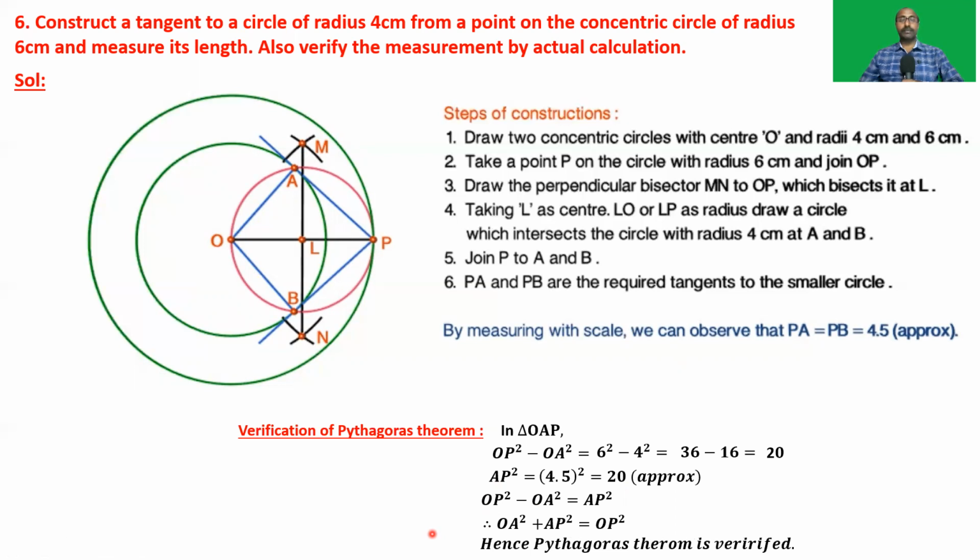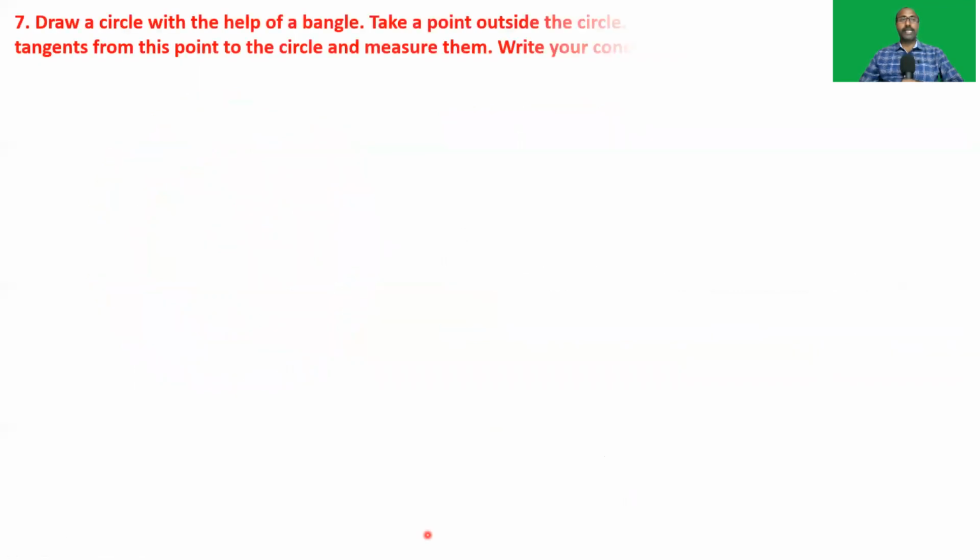Okay. And now take another one. Draw a circle with the help of a bangle. Take a point outside the circle. Construct the pair of tangents from this point to the circle and measure them. Write your conclusion.